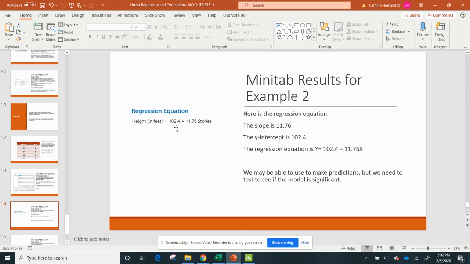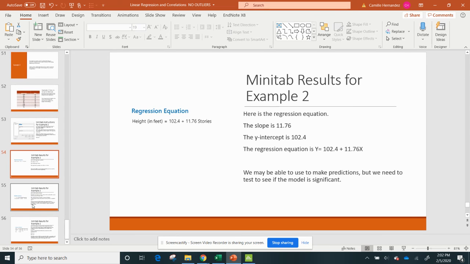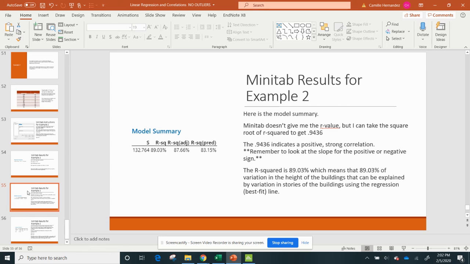So now I've got this equation. Now I need to know if I can make predictions with it. But before I do that, I look at my r and my r squared value. My r squared value is 89.03%, and it says that the variation in heights of the building can be explained by the variation in stories of the building. So that's a lot that's being explained in the height by the stories. 89.03%, that is a lot.